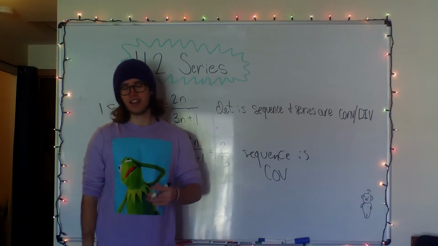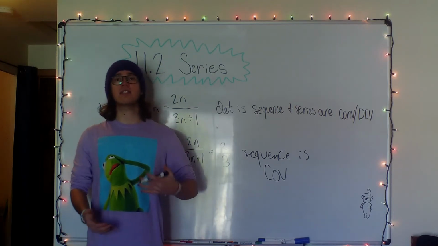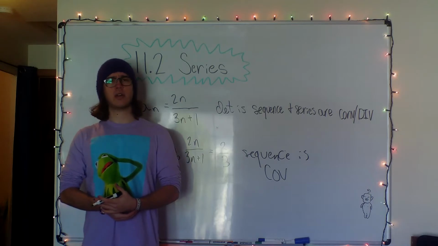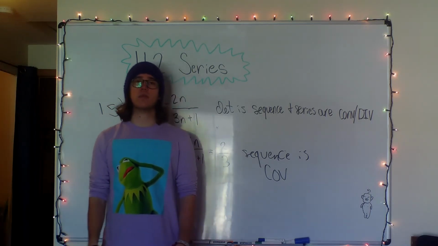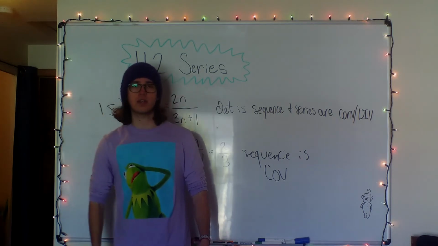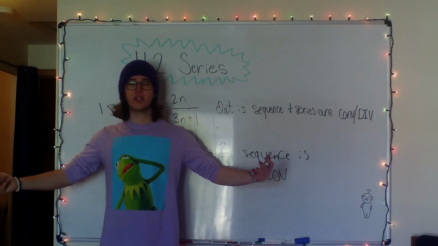Perfect, you're right, if you guessed. Our series is divergent because once we get to like the millionth and one term, we're just going to be adding up 2/3 and 2/3 and 2/3, and that's just going to diverge to infinity.